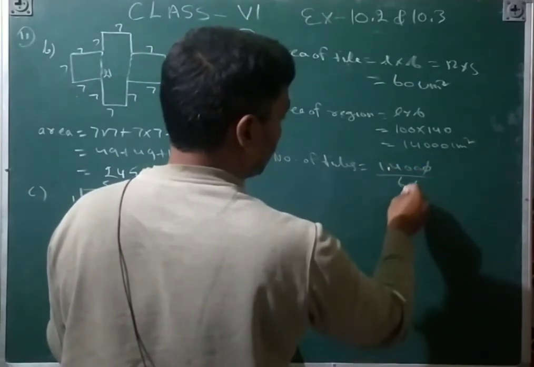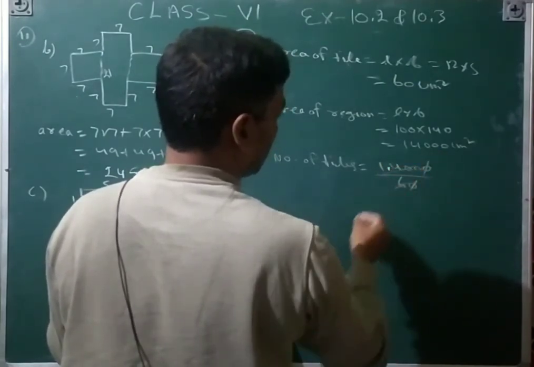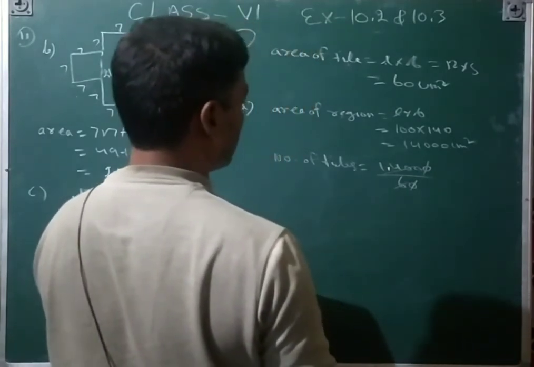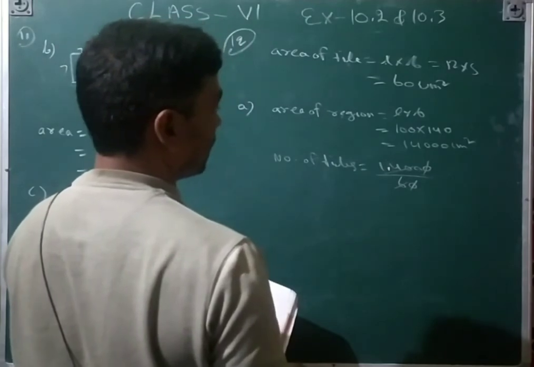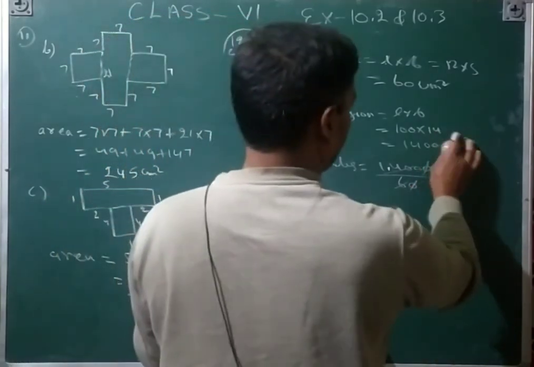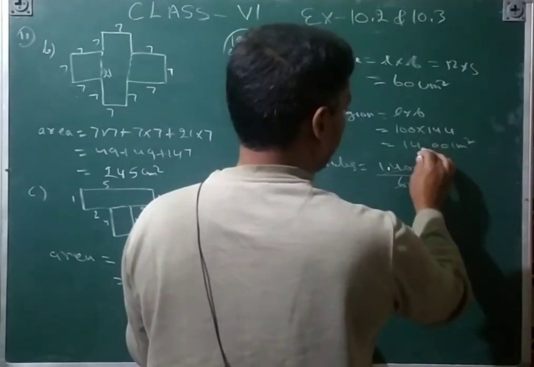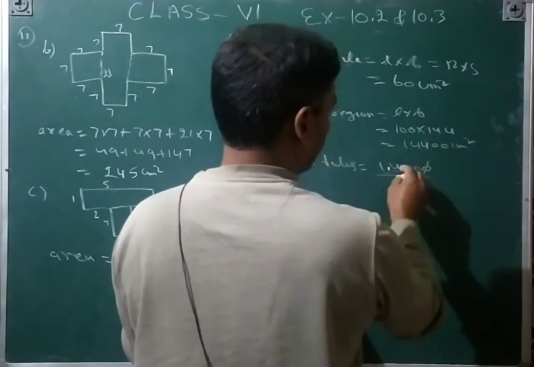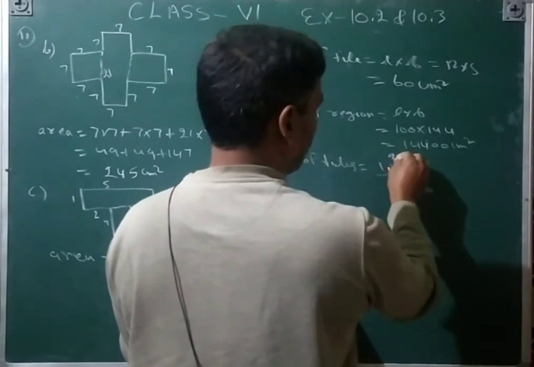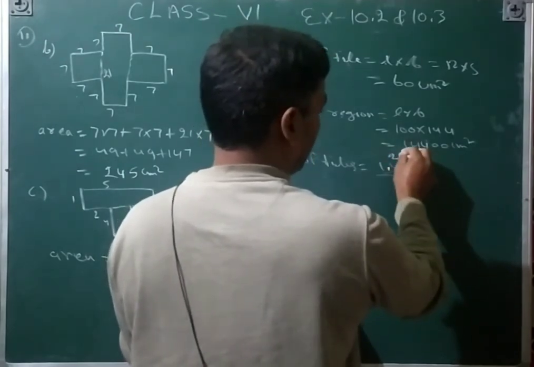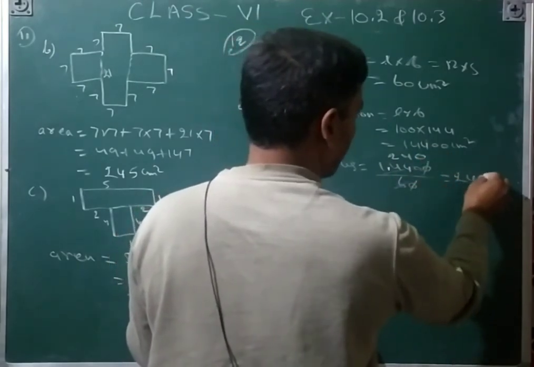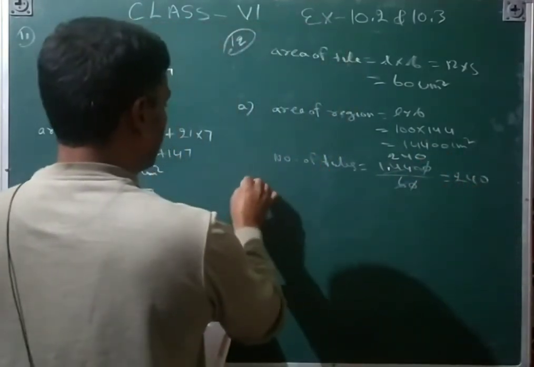that is 14400 upon 60, that must cancel. Sorry, this is 144, that is 144. So 6 twos are 12, 6 fours are 24, that is 240. That means 240 tiles are needed for this A region.